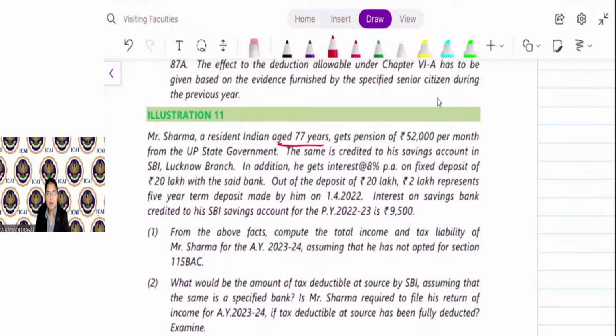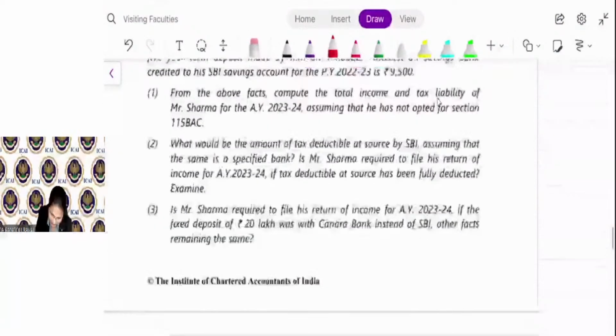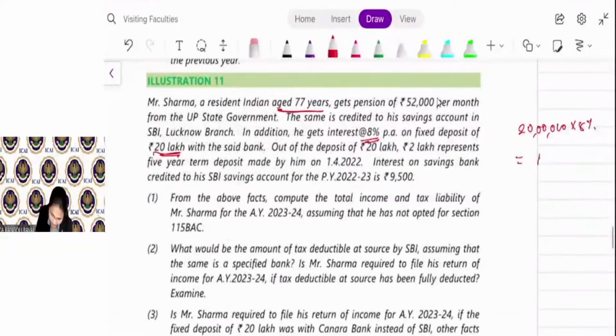So what is the amount of interest? The fixed deposit is 20 lakh and the rate of interest is 8%. So 20 lakh into 8%. How much interest income? 1,60,000 is FD interest.